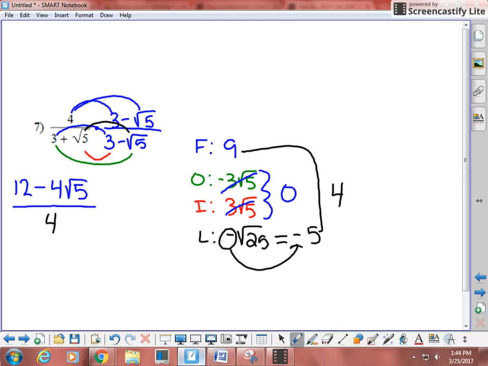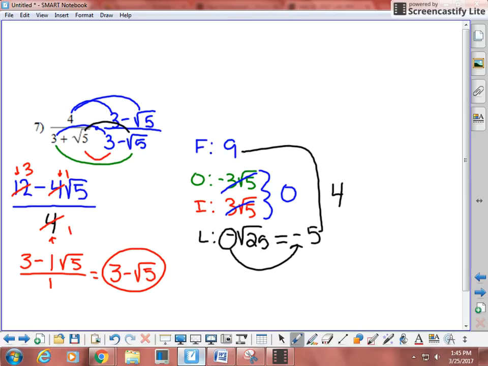So now I have to look at all the outsides. I say, okay, is there anything that divides these three numbers perfectly? Because they're on the outside. Well, 4 goes into all of them perfectly. So if I divide them all by 4, I get 3, 1, and 1. So that leads me to this. But I know that I don't need all these 1s sitting here. So this is really going to become 3 minus the square root of 5 as my final answer to that.